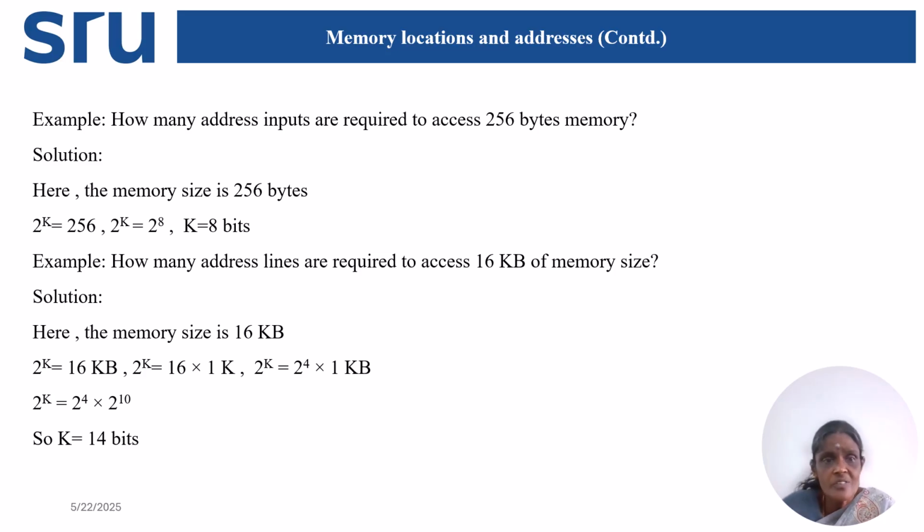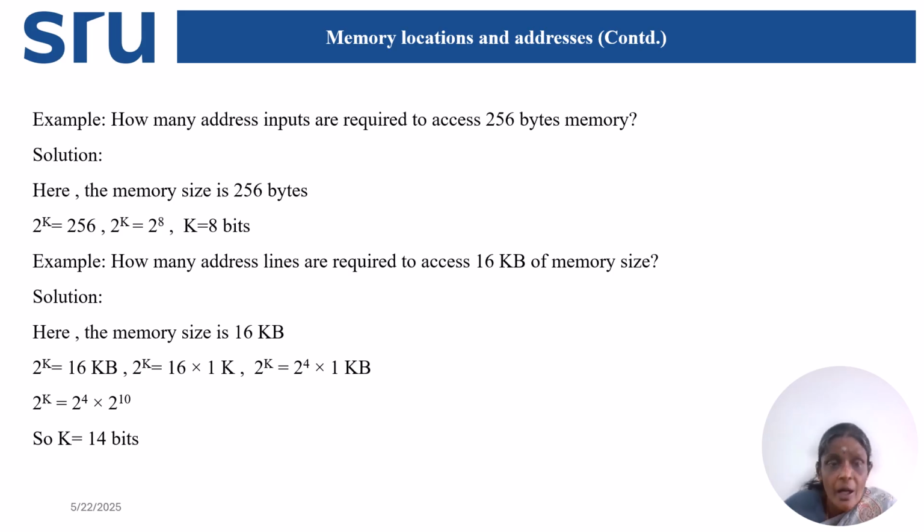And then next example, how many address inputs are required to access 256 bytes memory? So here the memory size is 256 bytes, which is 2 power k, and what is the value of k we should find out. So 2 power k is equal to 256 is equal to 2 power 8. If you multiply 2 eight times, you will get 256. So k is equal to 8 bits. It is very simple to calculate.